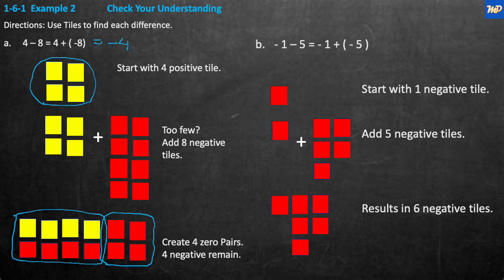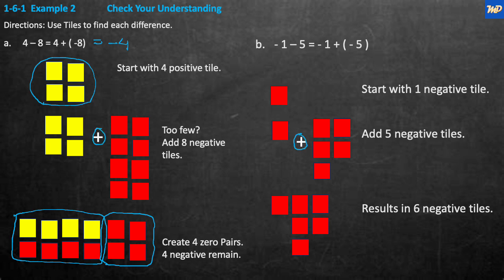Let's do B. We're going to start with 1 negative tile. Negative 1 minus 5. Well, I'm going to rewrite it. So we have a negative 1 plus negative 5 tiles. So we get a plus sign, right? We're getting the plus by adding this. We did it in both of these. We got the plus sign right here.